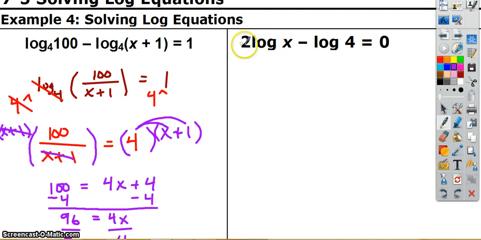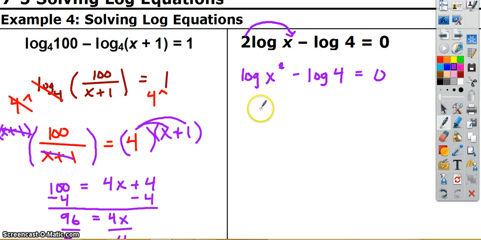All right, so this is a log with a number in front. The first thing we need to do is move that up as an exponent. You can't combine the logs with numbers in front like that. Now we can combine these together: log of x squared over 4.